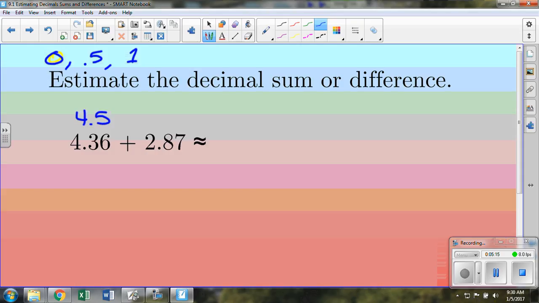2.87, that would tell us to round up to 3. And so our approximation here, 4.5 plus 3, gives us a ballpark of 7.5.